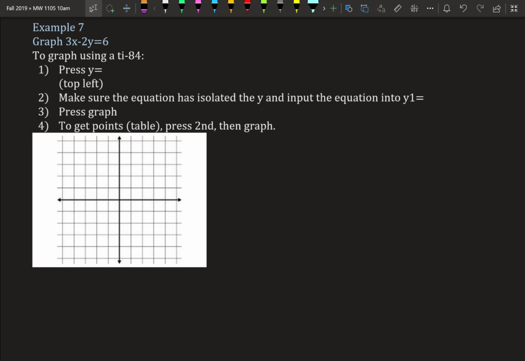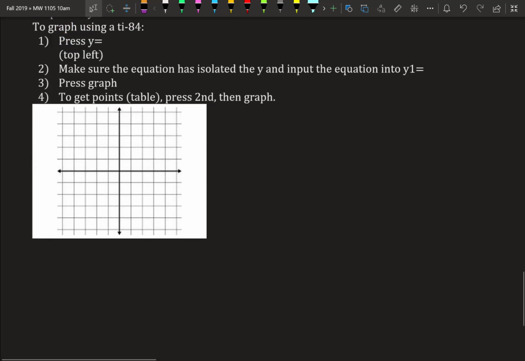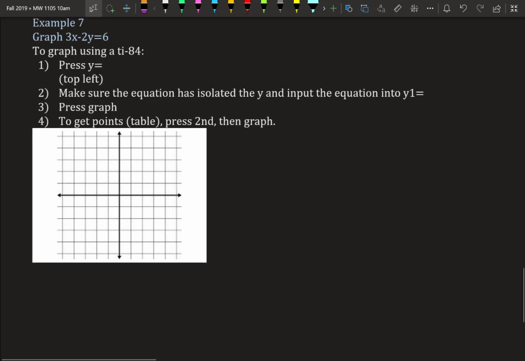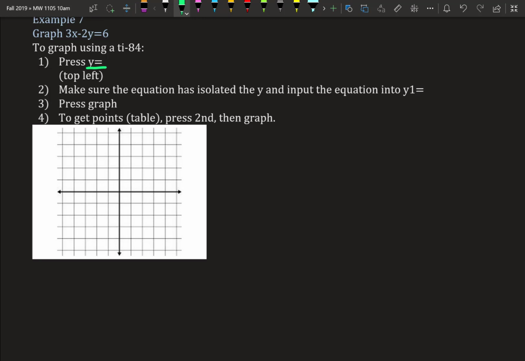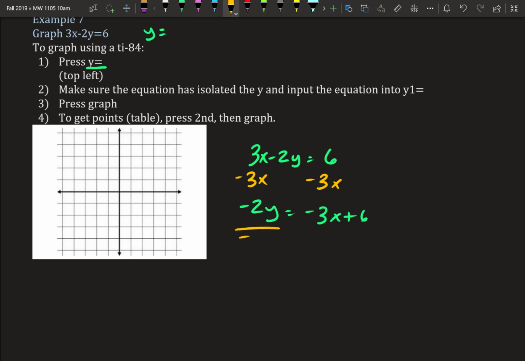So the first thing that we need to do anytime you're graphing using your calculator, and this is how you graph everything on a calculator, if you want to graph something, these are the steps. You need to get it into y equals. So we want to solve it to be y equals something. So let's get our equation and solve for y. That's everything. If you're going to graph it using a calculator, solve for y. So we subtract 3x from both sides. And we have negative 2y equals negative 3x plus 6. And then divide by negative 2. So we're now left with y equals 3 over 2x minus 3.